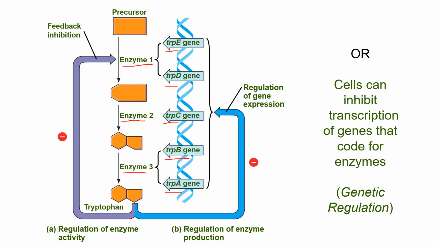What if we could shut down all 5 of those genes? That would save the cell a lot of time and effort, and a lot of waste. It would save a lot of waste because we don't have to make those messenger RNAs, we don't have to make those enzymes. We can just shut everything down right at the start.